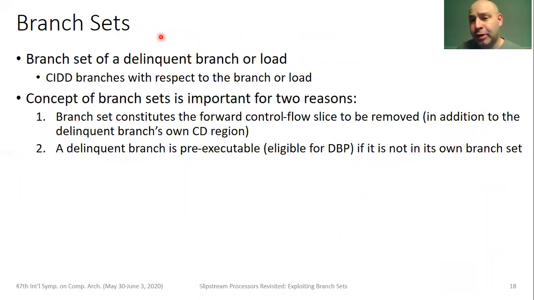So now I want to define branch sets. Well, in a sense, we already defined it. The branch set of a delinquent branch or load are the CIDD branches with respect to the branch or load. And the concept of branch sets is important for two reasons. First, the branch set constitutes the forward control flow slice that needs to be removed. And second, it's a litmus test for whether a branch is pre-executable or not. A delinquent branch is pre-executable if it is not in its own branch set.